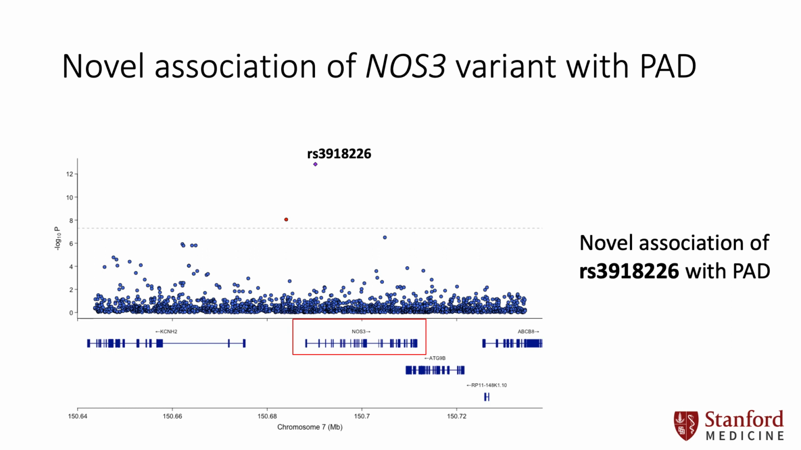And I won't go through all those novel associations, but I do want to highlight one that we found in the NOS3 locus. So this is a plot depicting genetic variants. Each dot is a genetic variant, and the height of the variant is the association with PAD. So what you find is a variant associated with PAD that lies in the intron of NOS3.